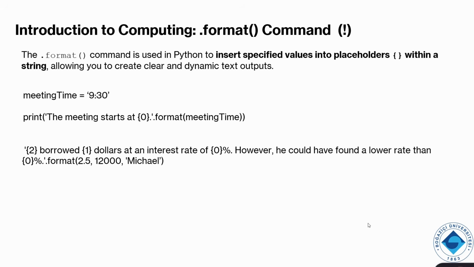And the format method is used in Python to insert specified values into placeholders within a string, allowing you to create clear and dynamic text outputs. Let's say we define meeting time as 9:30. As you can see, it is a string, in single quotation marks. And if I want to print the meeting starts at, I put format with curly brackets, and I give index numbers, and that formats our variable here.